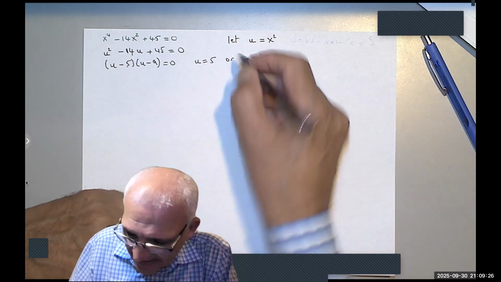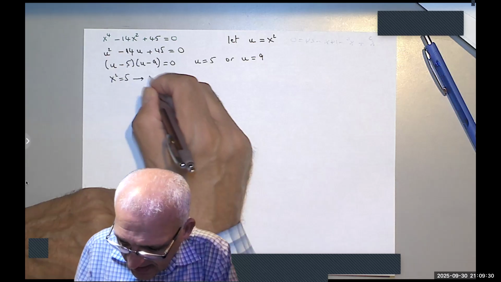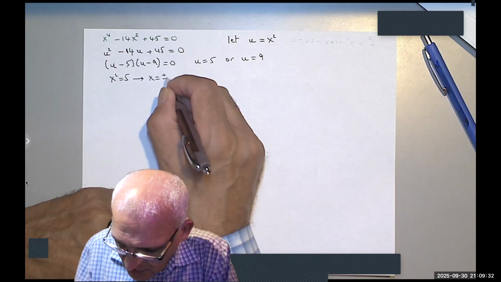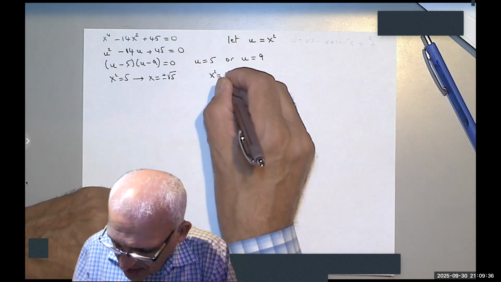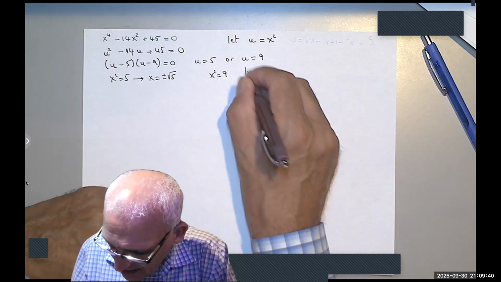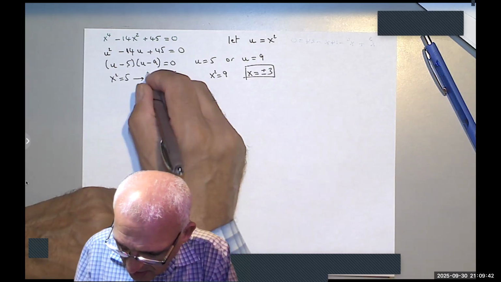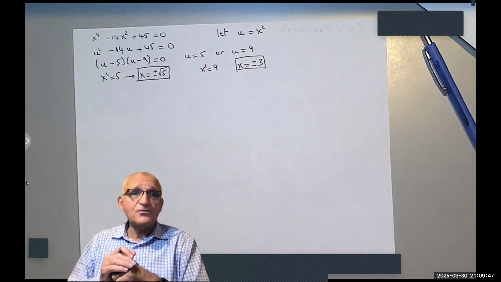You replace back and you say x squared equals 5, hence x equals plus or minus root 5. x squared equals 9, so x equals plus or minus 3. And here are the 4 roots very easily. That was an easy one.